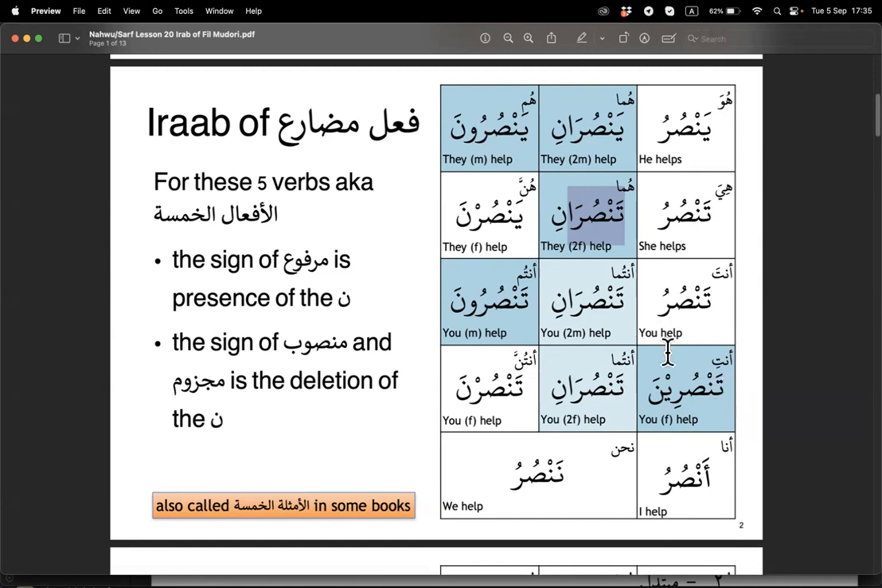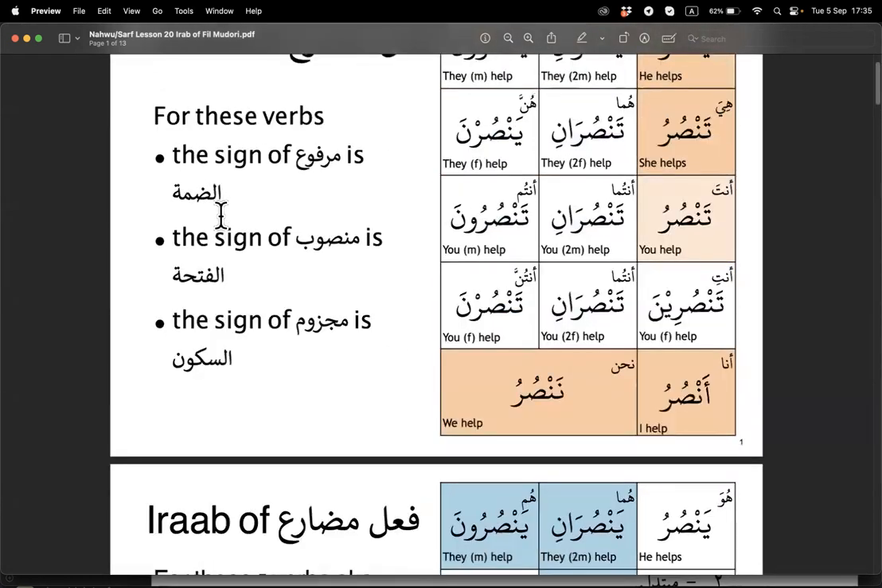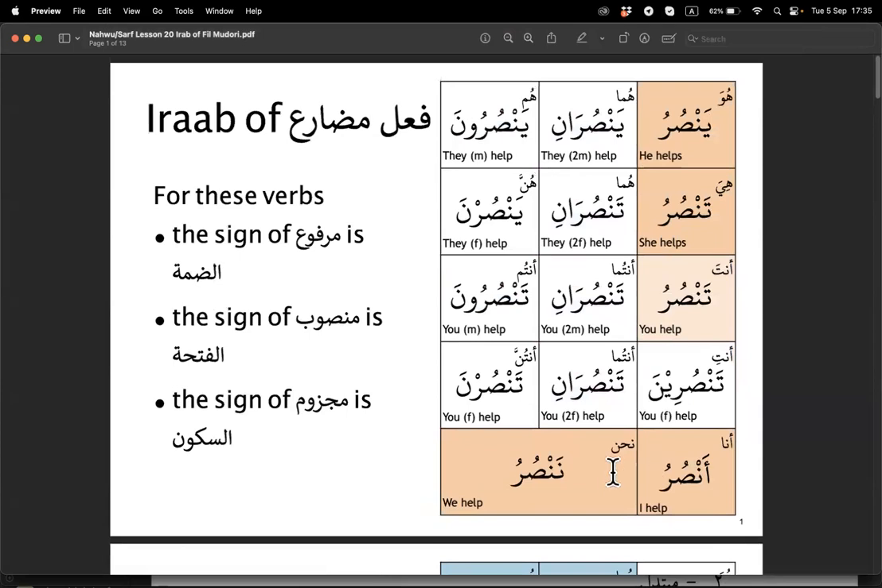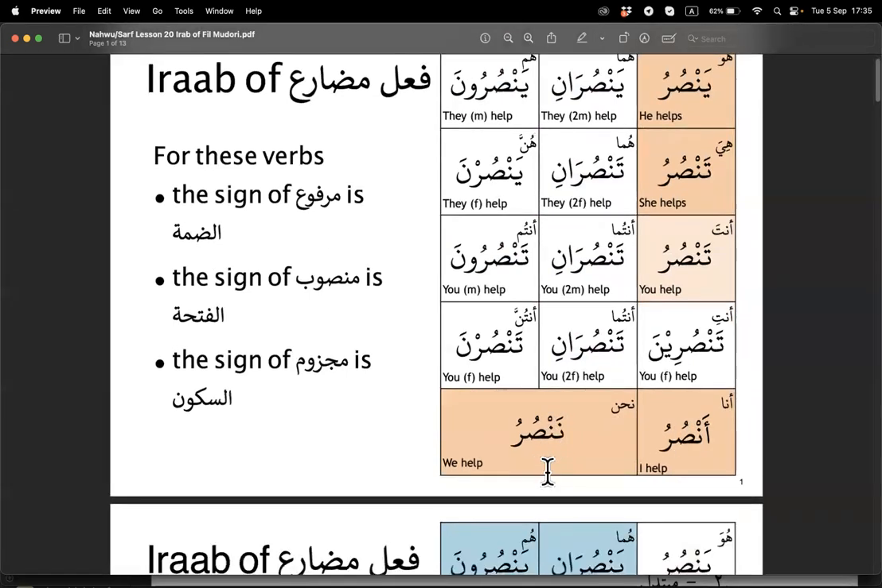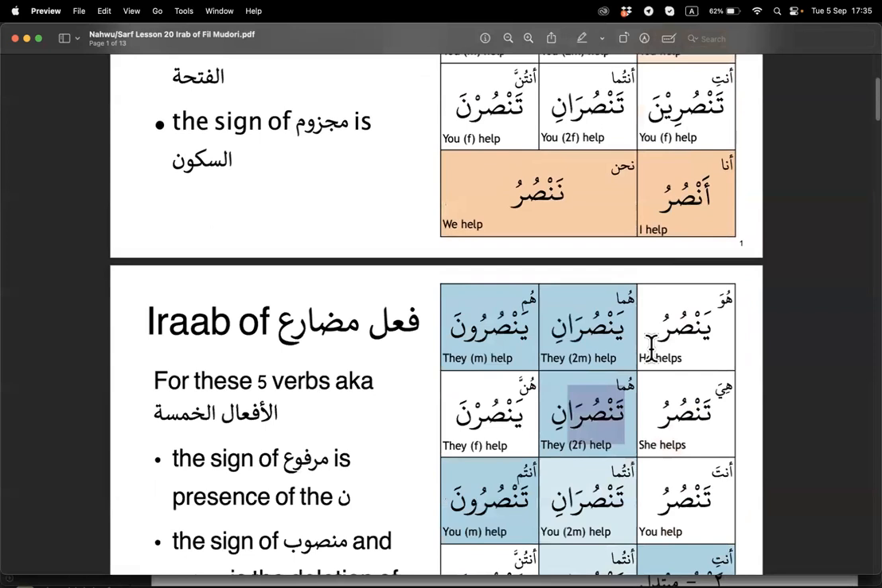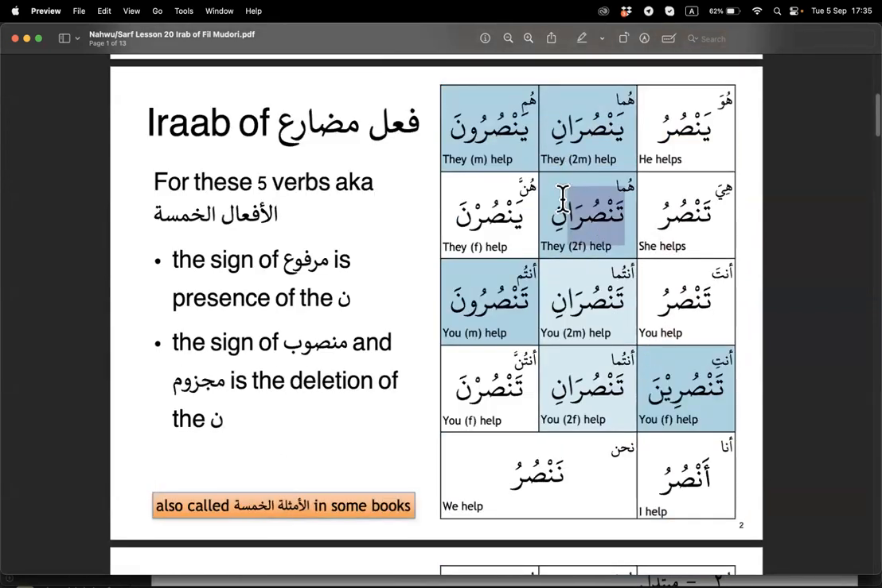One, two, three, four, five. This is called af'alul khamsah. You will see this term in i'rab books, and people do get confused, because this is also one, two, three, four, five. But don't be confused, because af'alul khamsah is not talking about the ones that end with dhamma. Af'alul khamsah is talking about those that end with the noon that can be dropped.